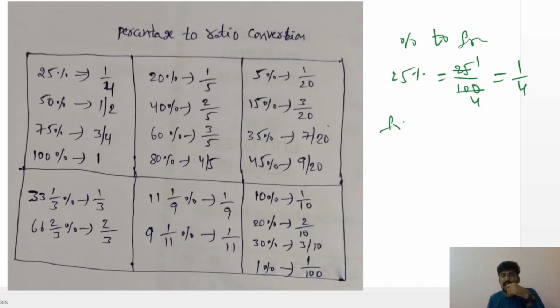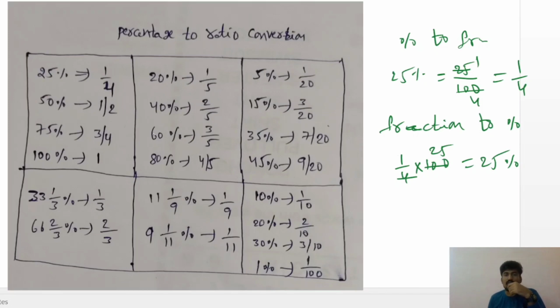To convert a fraction to a percentage, we have to multiply the fraction by 100. Suppose 1 by 4 is the fraction; to convert it into a percentage, we multiply it by 100. 4 and 25 get cancelled. So 25% is the answer. 1 by 4 is nothing but 25%. So you have to remember all these conversions.